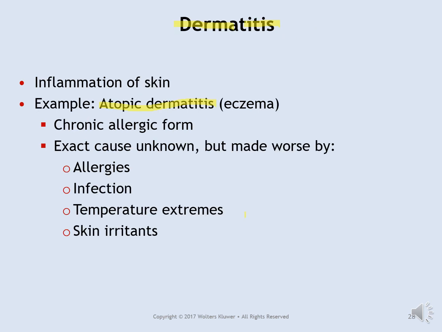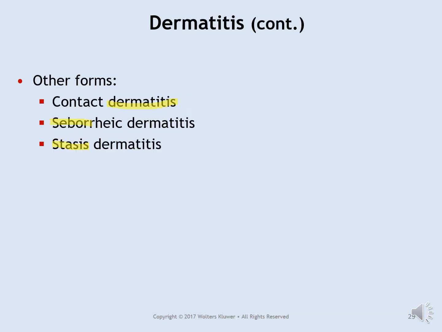And in dermatitis, there's atopic dermatitis, also known as eczema. This is an allergic form of dermatitis. I don't know what causes it exactly, but there are several things that can make it worse. Certainly allergies can contribute. That's the main thing, allergies and skin irritants. There's contact dermatitis as well, which is when you touch something that is an allergen, and seborrheic or oily dermatitis, and stasis dermatitis.